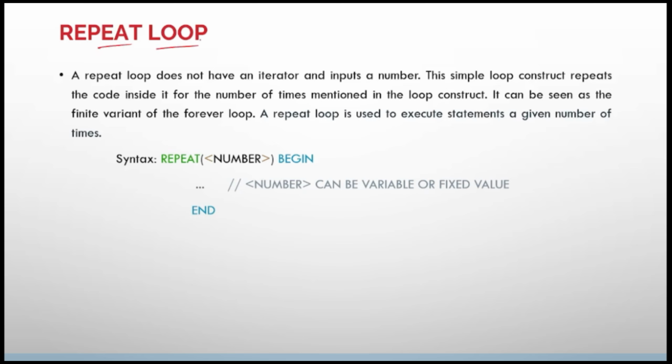Then the repeat loop. In the forever loop, if you don't give any $finish, it will run forever. But in the repeat loop, it is not like that. Repeat means you need to give it a count, like repeat five times or 10 times. You should mention the number in order to make the loop repeat. That is the main difference between the forever loop and the repeat loop.